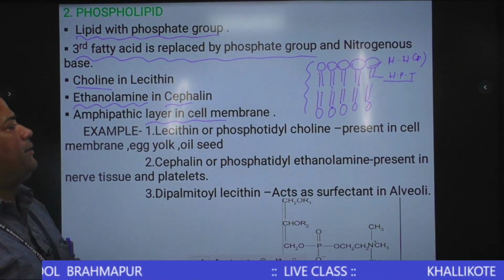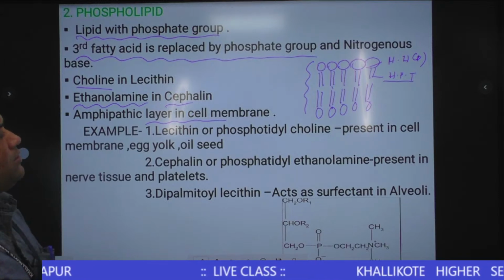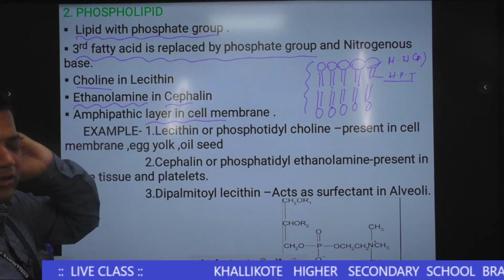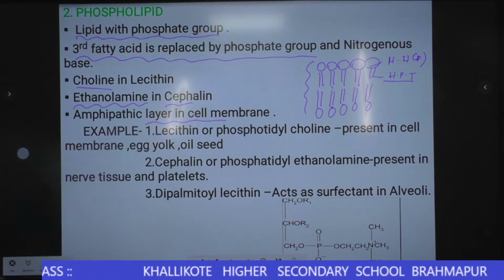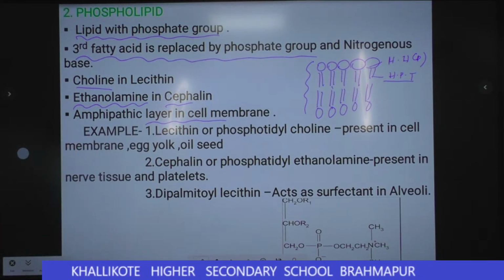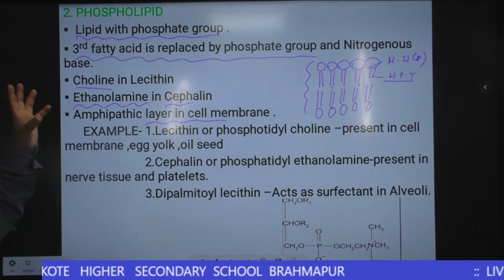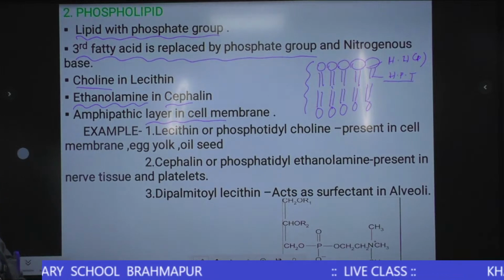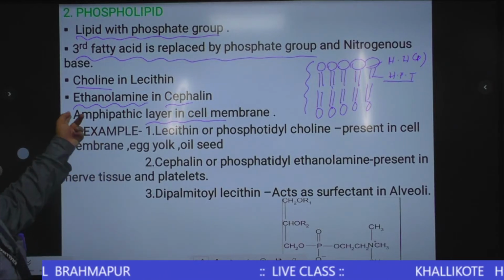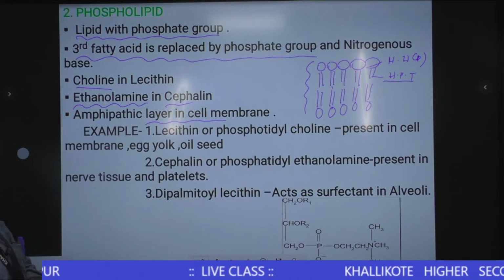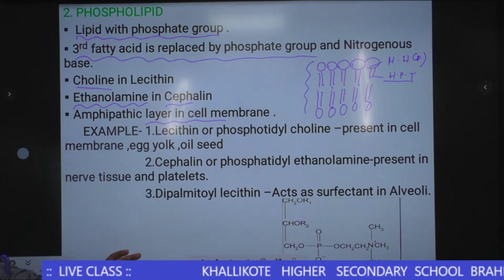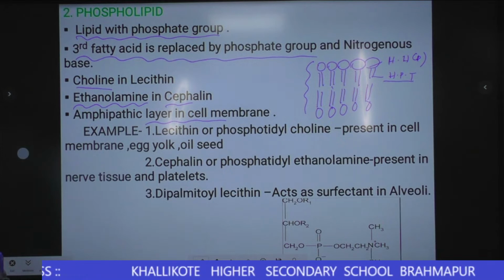I have already discussed the structure and function of the cell membrane. Here the phospholipid bilayer is the important constituent of the cell membrane. Phospholipid means fatty acid plus glycerol plus phosphoric acid and nitrogenous bases like choline, ethanolamine, serine. These are the different types of nitrogenous bases which remain attached with the phosphate group.